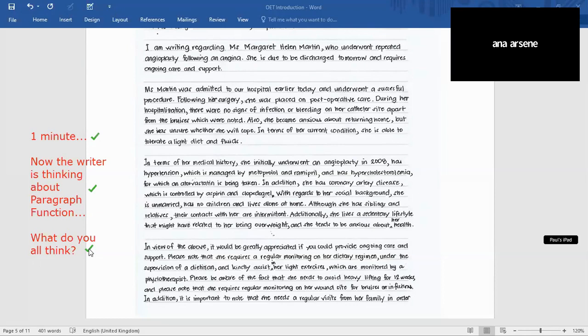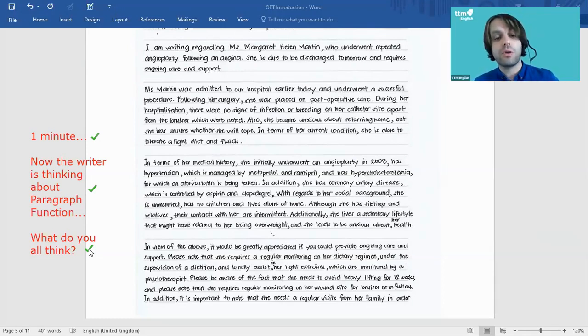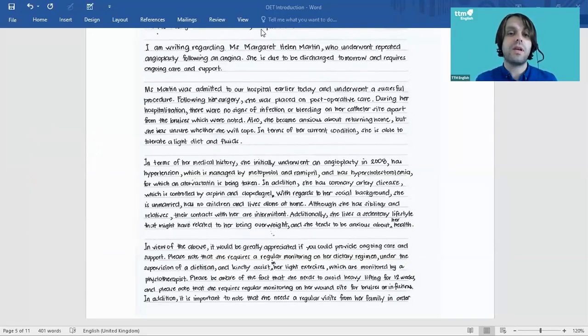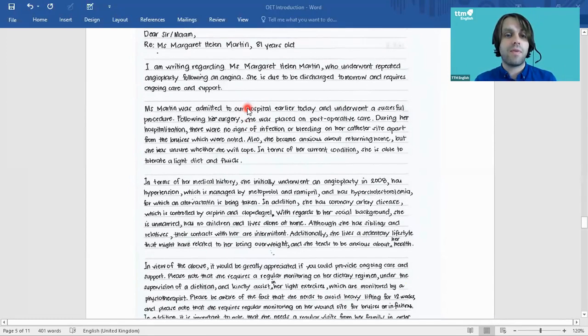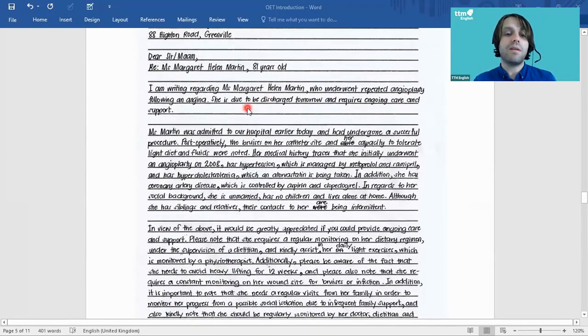Think about paragraph functions, separate out the background from the story, don't mix them together. I know she's had two angioplasties, but one happened in 2008, it's a long time ago, right? So this is the idea of paragraph function. I'm not saying that you can't be really clever and mix a little bit. You can mix a little bit, right? Very high level writers can, but if you get it wrong, you get something really confusing like this.